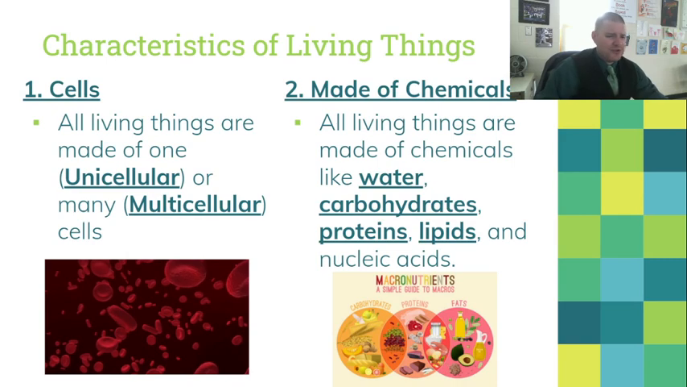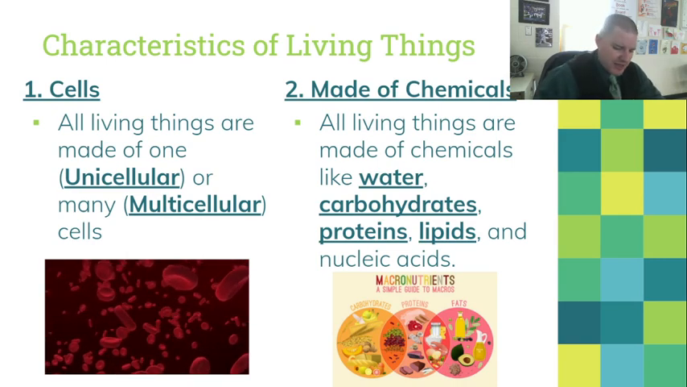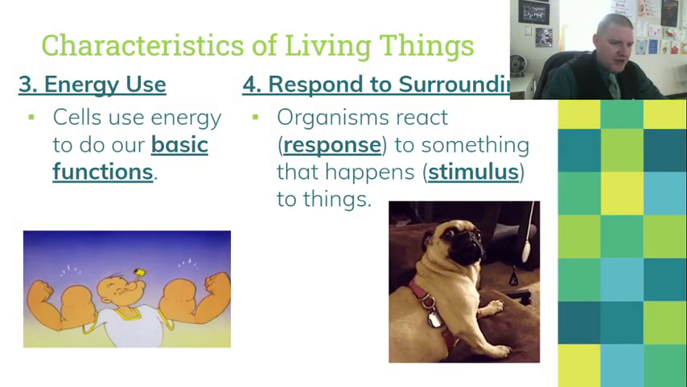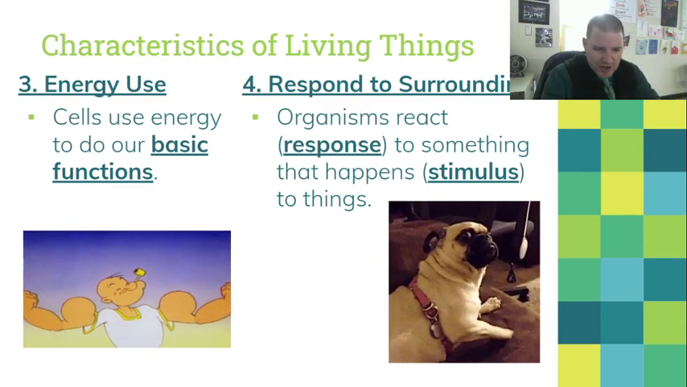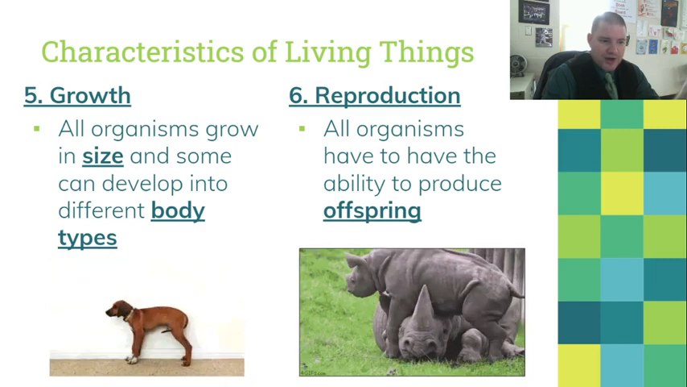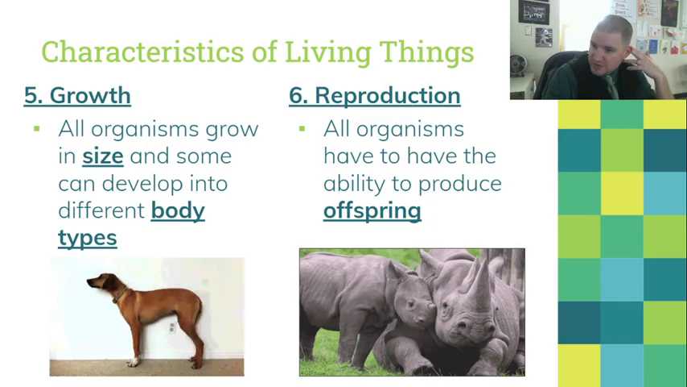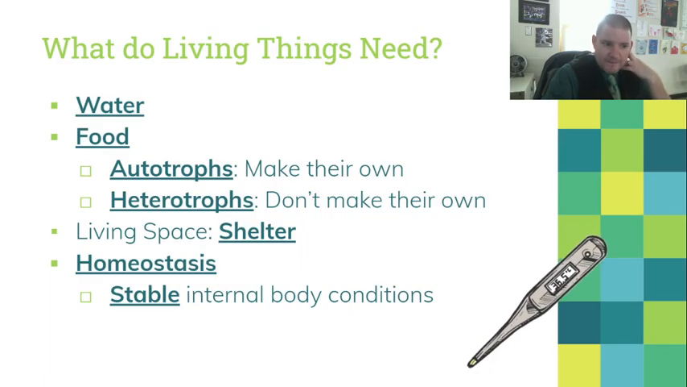So first and foremost, let's look at what makes up a living thing. We've got cells, we're made out of chemicals. This is kind of like a review of the year. We use energy, we talked about that. We react to things that are in our environment. We grow, we talked about the growing process there, and then we reproduce. We have the ability to produce offspring.